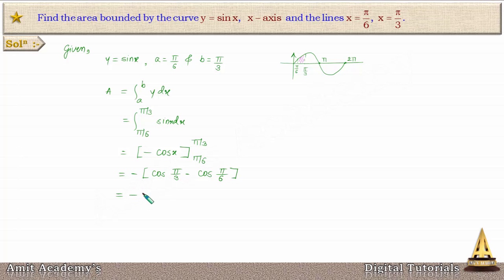So, is equal to this minus sign here as it is in square bracket. Now, cos pi by 3, that is cos 60, is 1 by 2 minus cos pi by 6, that is cos 30, is root 3 by 2. So, is equal to this minus sign here as it is in square bracket. Now, both are having the same denominator. So, here I can write 1 minus root 3 upon 2. So, is equal to, if I multiply by this minus sign inside this bracket, this plus 1 will become minus 1 and this minus root 3 will become plus root 3. So here I can write root 3 minus 1 upon 2 square units. So this is the value of A and this is your final answer.